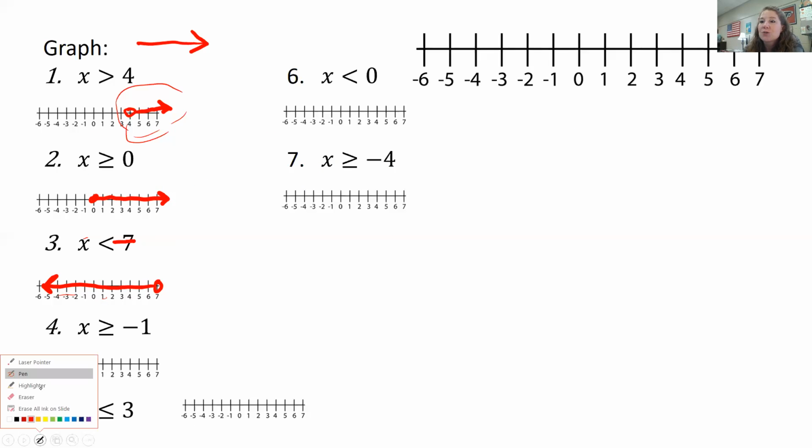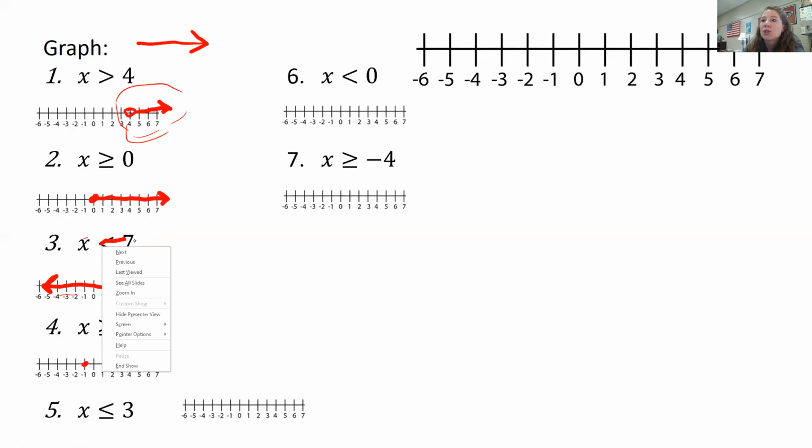So guys, here's the trick. As long as your variable comes first, and it does on every one of these problems, then your inequality sign will look like your arrow and vice versa. Oh my goodness, my pen is giving me fits today. All right, so as long as your variable comes first, your arrow and your inequality sign look the same. So number 4, which way?